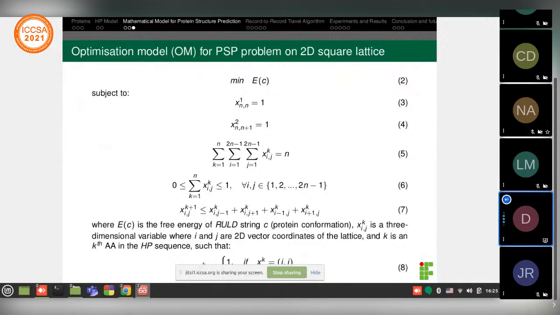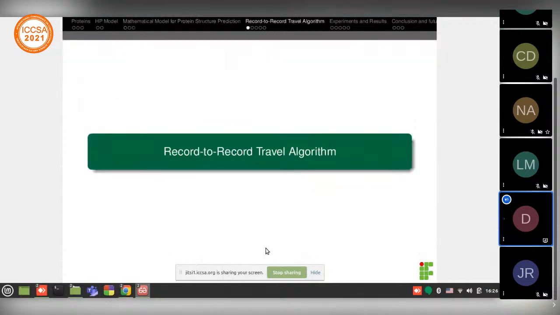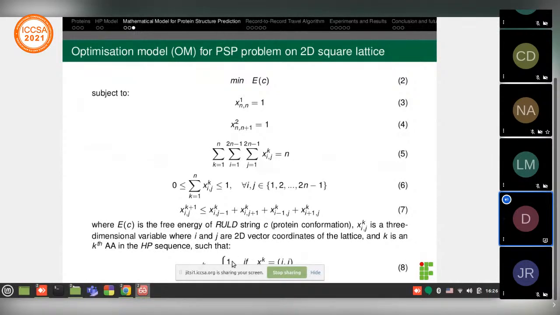So these are the 2D vector coordinates of the lattice, and kappa is the kappa-th amino acid in the HP sequence. 1 means that there is exactly 1 amino acid at position ij, and 0 means that at position ij there is no amino acid.